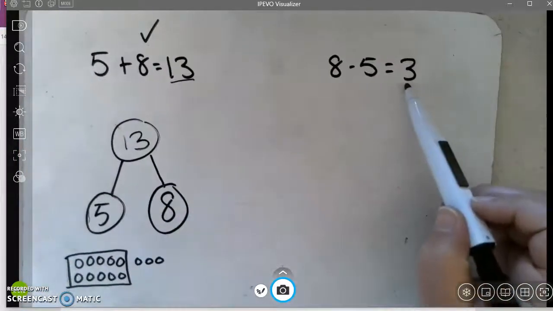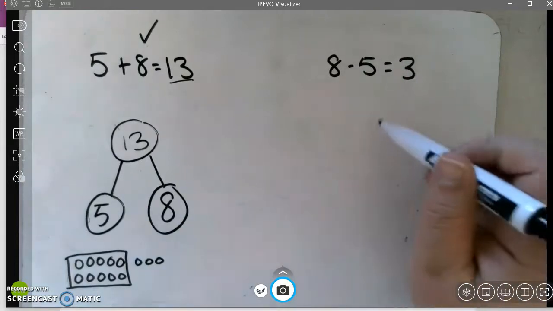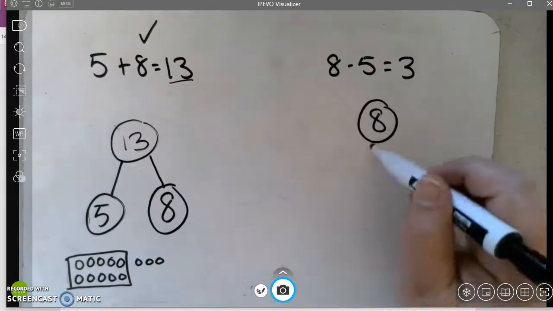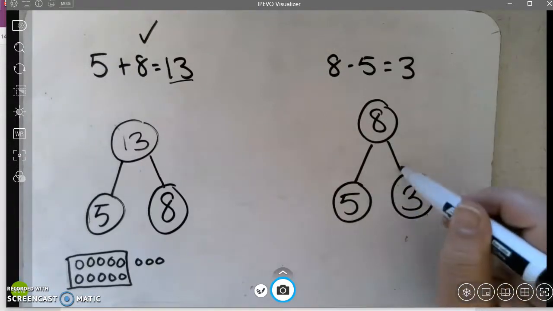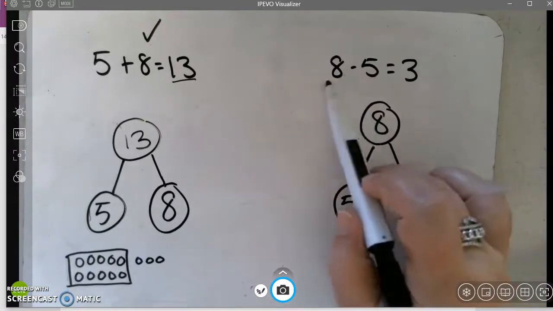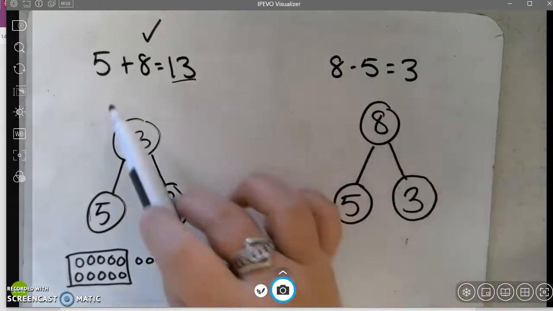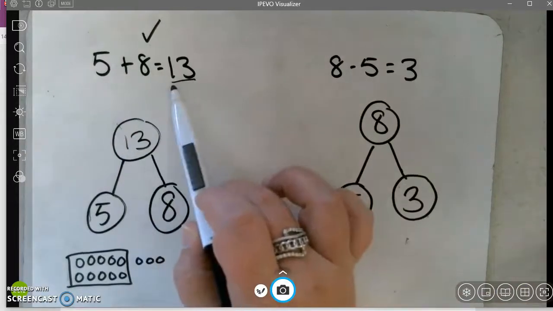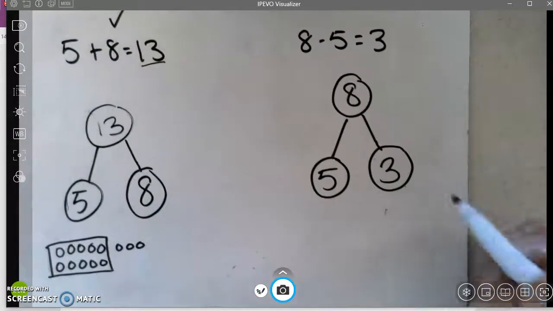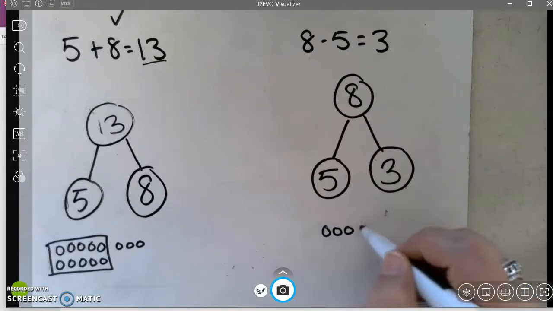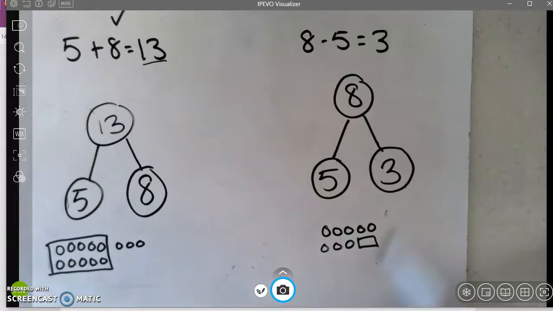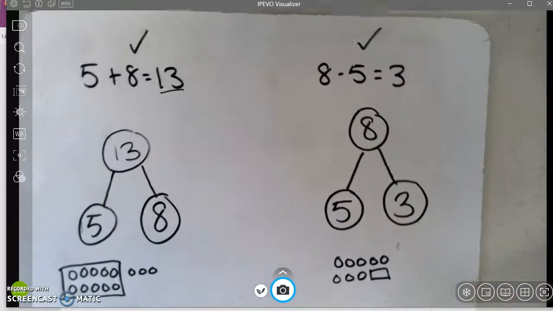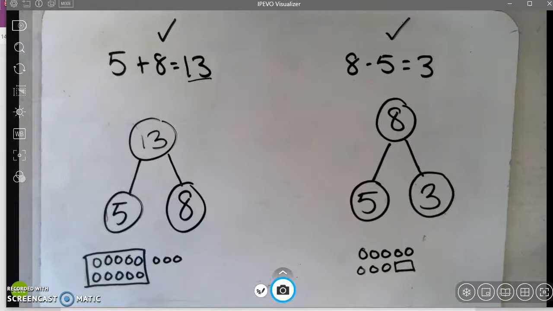So let's see this one. Now remember, it's not always the answer. It's always the bigger number. So they're saying that 8, 5, 3. Okay, because it's a subtraction problem, the whole part is in the beginning. But this one was an addition problem, so the whole part was the answer. So let's see if this is right. If I have 1, 2, 3, 4, 5, and then I add 3 more. 1, 2, 3. I have 2 empty squares. 10 minus 2 is 8. So these two fact families are correct.